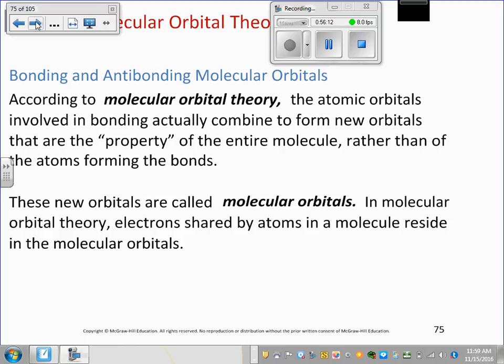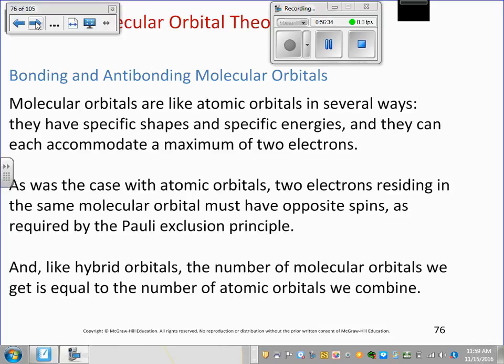So, according to them, the atomic orbitals combine to form new orbitals that are the property of the entire molecule, rather than the atoms. So we call them molecular orbitals. This is always fun. They have specific shapes, specific energies, and a maximum of 2 electrons, just like atomic orbitals. And they have to have opposite spins. And the number of molecular orbitals we get is equal to the number of atomic orbitals we combine.